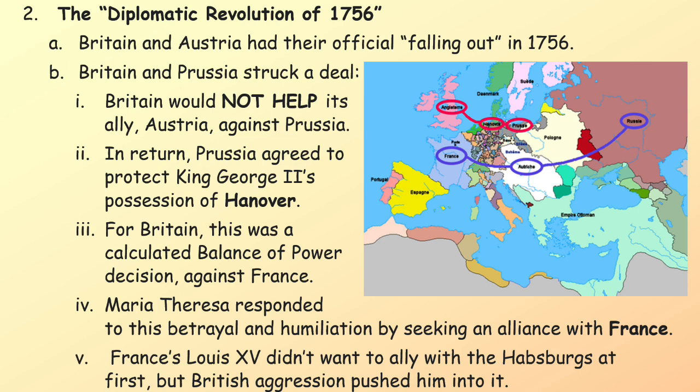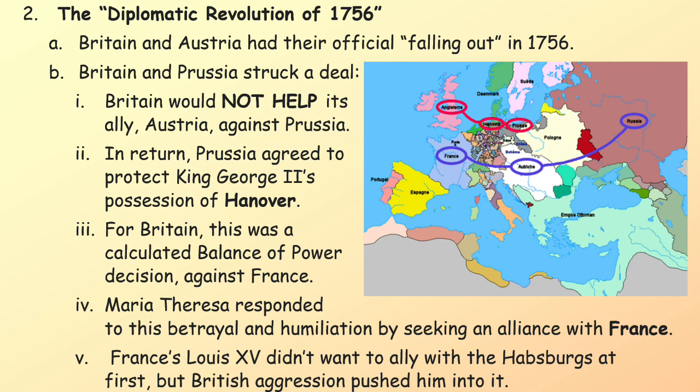Well, that brings us to the diplomatic revolution of 1756. And this happened before the war actually started. This immediately preceded the war. Britain and Austria had their official falling out in 1756. Keep in mind, Maria Theresa was very, very unhappy with her ally Britain. Britain and Prussia struck a deal. Britain would not help its ally Austria against Prussia. In return, Prussia agreed to protect King George II's possession of Hanover.